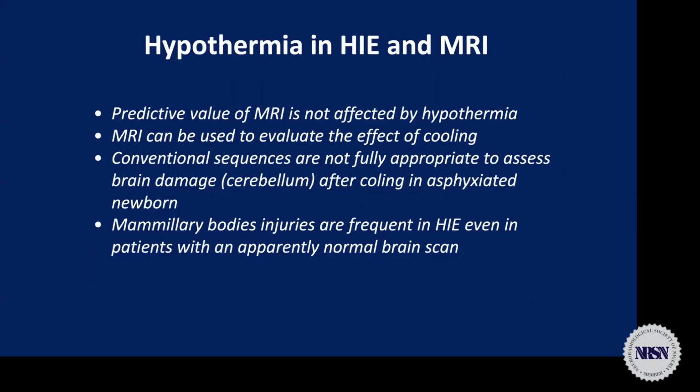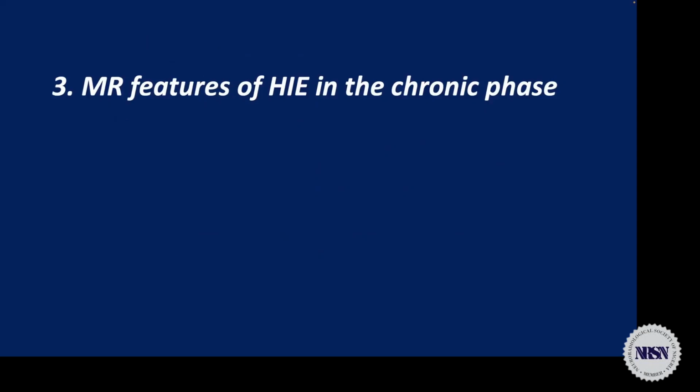So hypothermia, the predictive value of MRI is not affected by hypothermia. And MRI can be used in any case to evaluate the effect of cooling. Even with MRI, we can miss some lesions, for instance, cerebellum lesions. Look at the mammillary bodies, because mammillary bodies can frequently be affected.